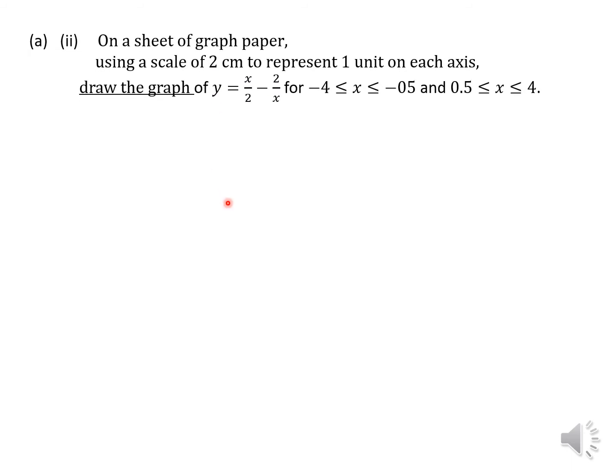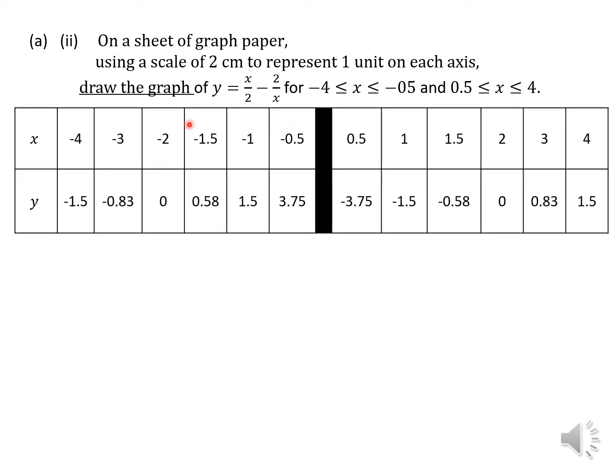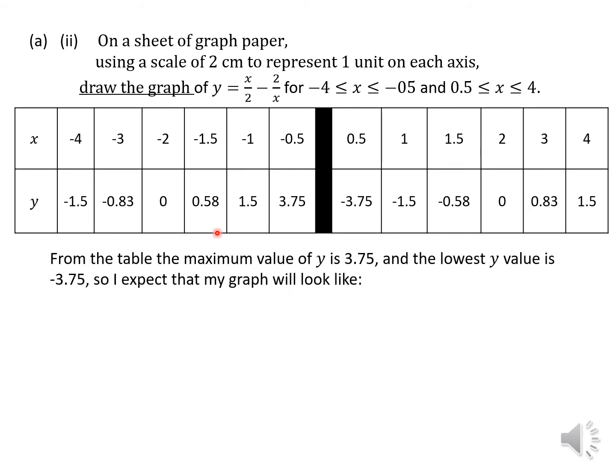So the next step says, on a sheet of graph paper using a scale of 2 centimeters to represent 1 unit on each of the axes, we are supposed to draw this graph now. So let me bring my completed table back. From this table, I can learn a few things, that the maximum value, the highest value of y is 3.75. So my graph can go all the way up to 4. All right, and the minimum value here is -3.75. So it can also then go to -4.